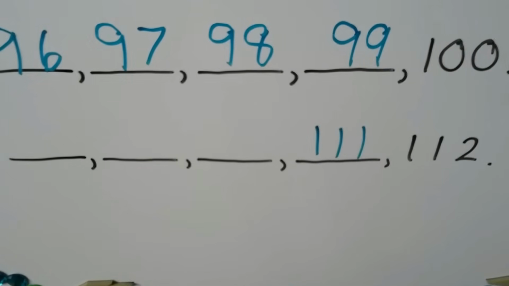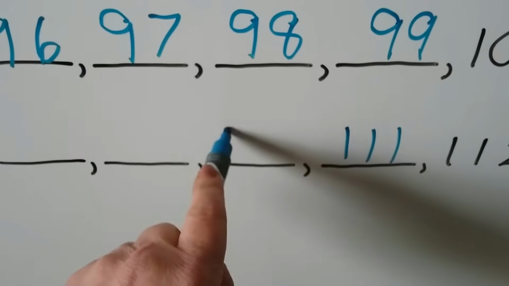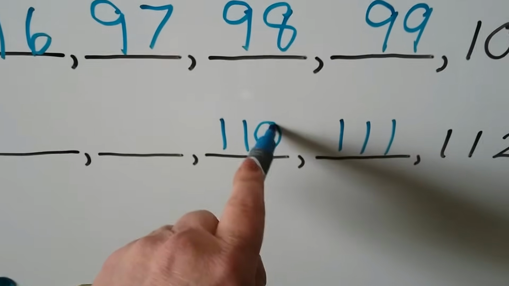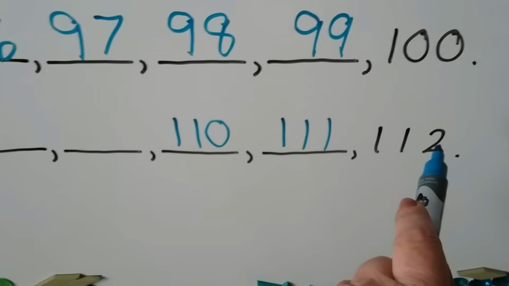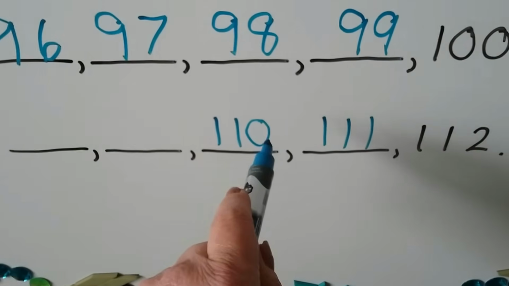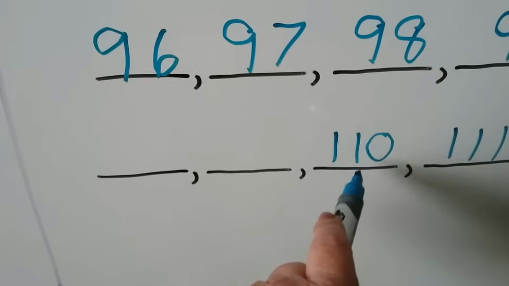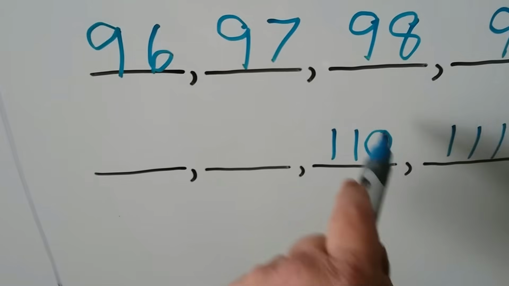If you said 10, you're right. So the number that comes before 111 will be 110. And can you see how the ones place went down by 1? It went from a 2 to a 1 to a 0. Now, what number comes before a 10?